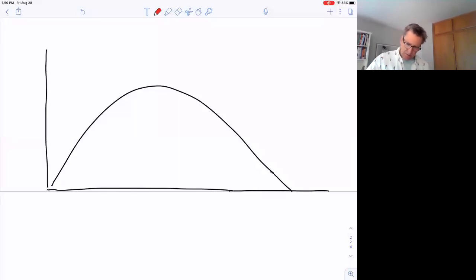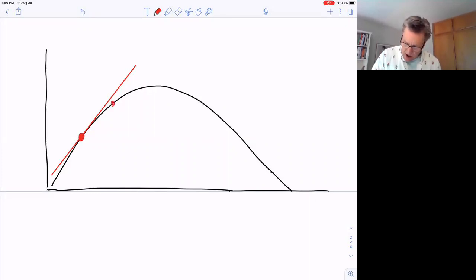For example, right here, the slope on that curve at that point is equal to the slope of a straight line that is just touching it. It's just tangent to that point. So if we were to draw a straight line here, the slope of that straight line is the slope of the curve at that point. So we can calculate the slope right at that point. We can see it's positive.